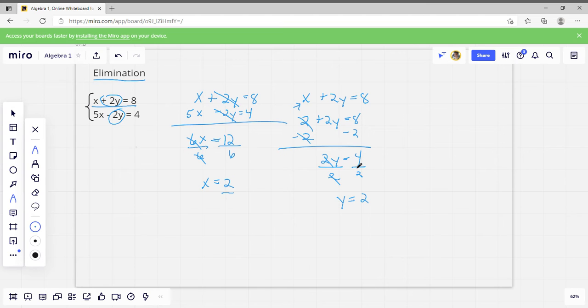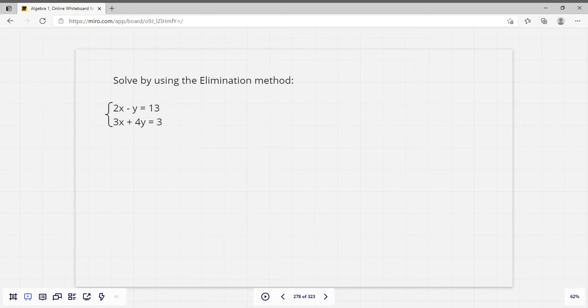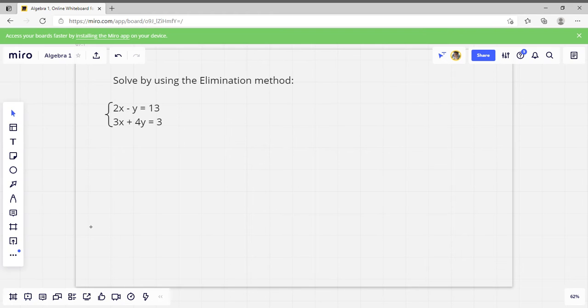Alright, let's try another one. Solve by using the elimination method. So this one, I don't have a negative and a positive with the same number. If I add these together, it's not going to eliminate a variable.